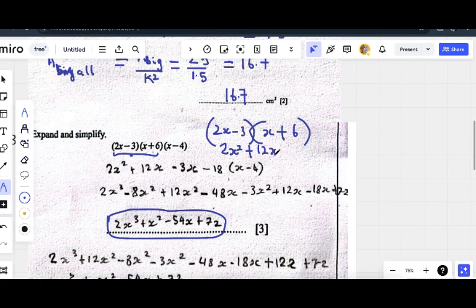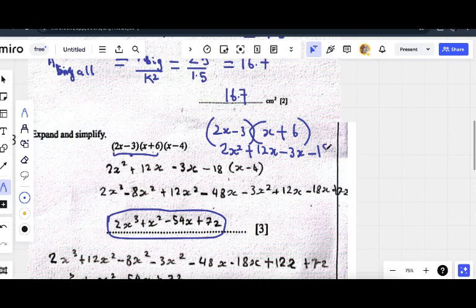Okay, we've used 2x to multiply both of these. Now we want to take this one to multiply both of these. So we say minus 3 times x, we get minus 3x. Then we say minus 3 times 6, we get minus 18. So let's finish this up.